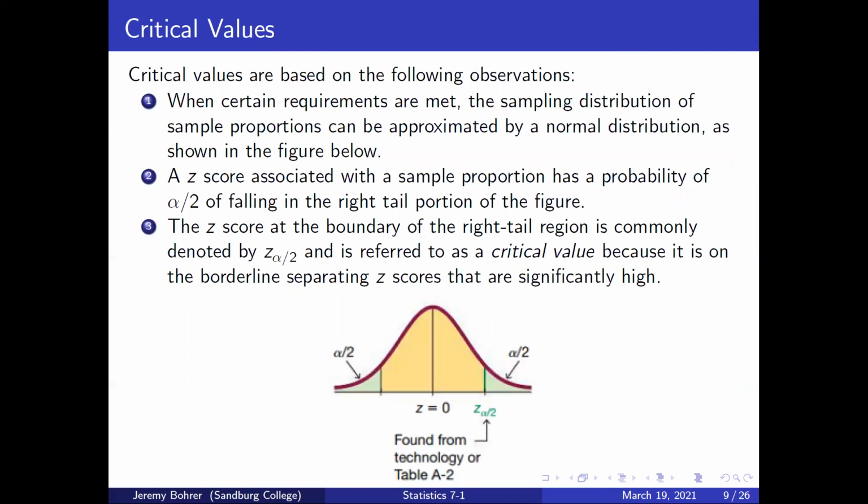Critical values are based on the following observations. When certain requirements are met, the sampling distribution of sample proportions can be approximated by a normal distribution, as shown in the figure below. A z-score associated with a sample proportion has a probability of alpha over 2 of falling in the right tail portion of the figure. The z-score at the boundary of the right tail region is commonly denoted by z sub alpha over 2 and is referred to as a critical value because it is on the borderline separating z-scores that are significantly high.